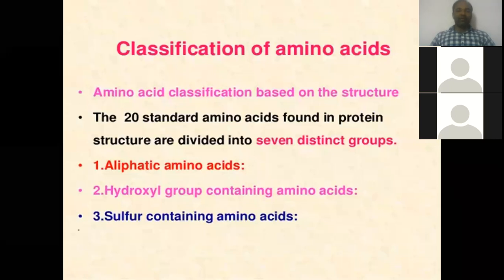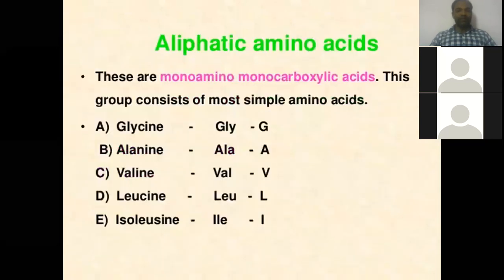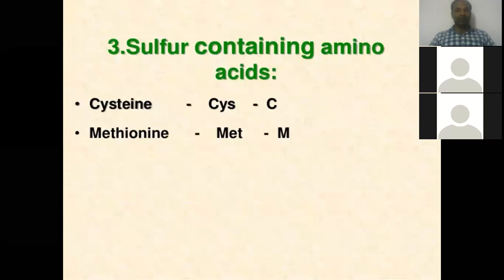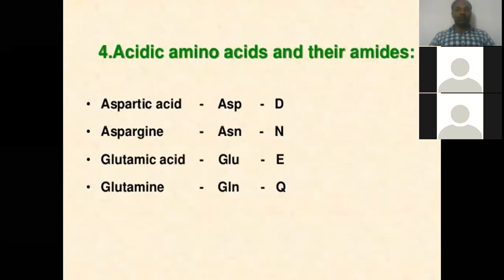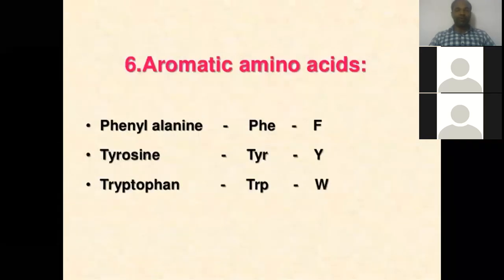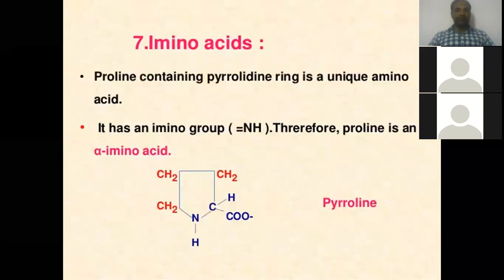In the first category, the amino acids are classified on the basis of their structure. It is divided into 7 different groups: the first is aliphatic amino acids, second hydroxyl group containing amino acids, third sulfur containing amino acids, fourth acidic amino acids and their amides, fifth basic amino acids, sixth aromatic amino acids, and seventh the imino acids. We have also seen their examples.